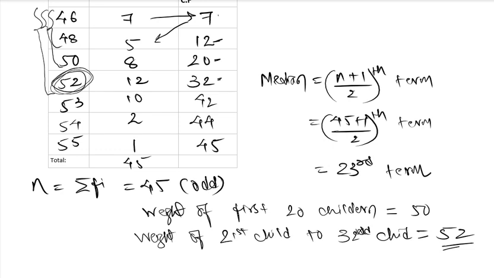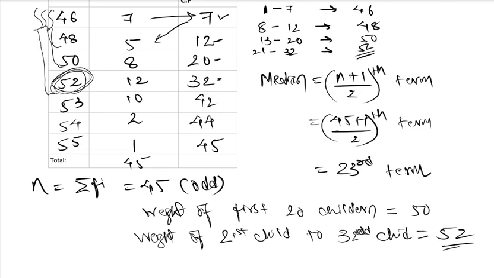First 7 children, child number 1 to 7, what is the weight? 46. Child number 8 to 12, what is the weight? 48. Child number 13 to 20, what is the weight? 50. Child number 21 to 32, what is the weight? 52.